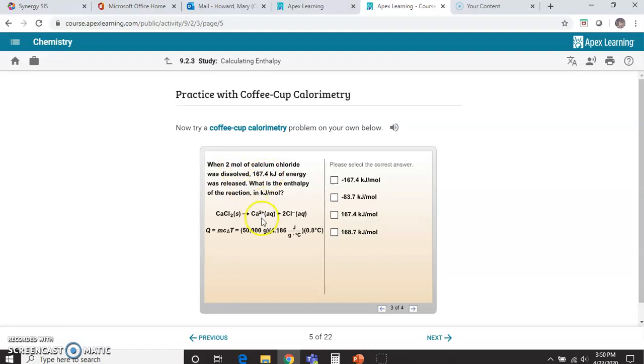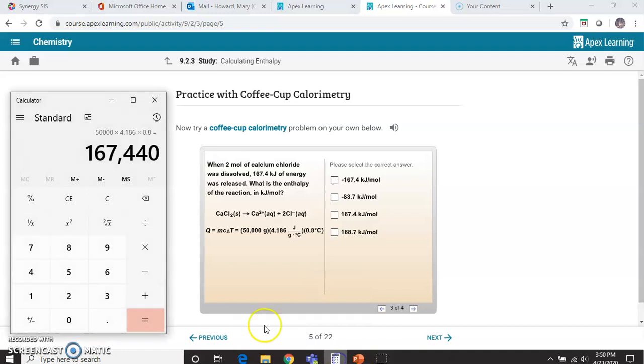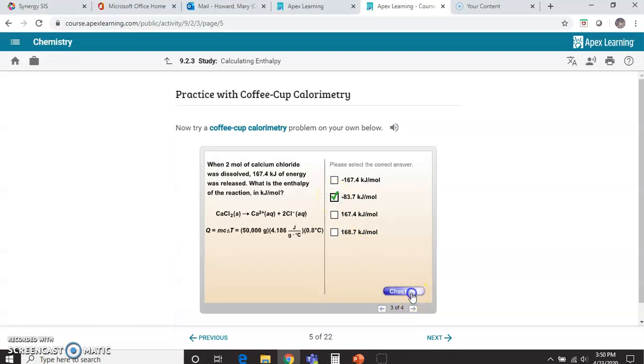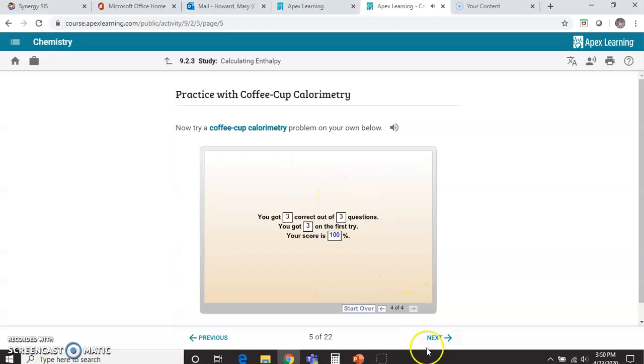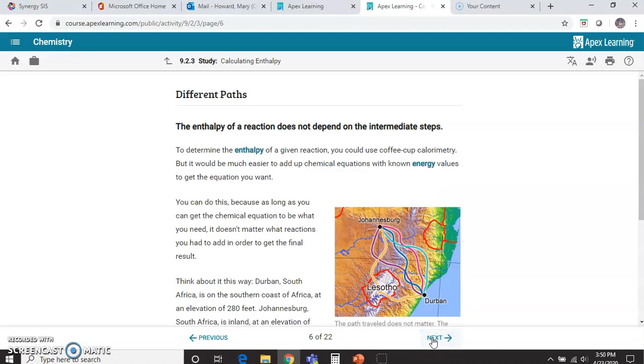Now the thought is, is it negative or positive? Remember, it's releasing energy, so it's going to be a negative, exothermic reaction. But anyway, we're going to do 167.4 divided by 2, which is 83.7. It's going to be a negative number because it's releasing, it's exothermic. There you go. There's your review.